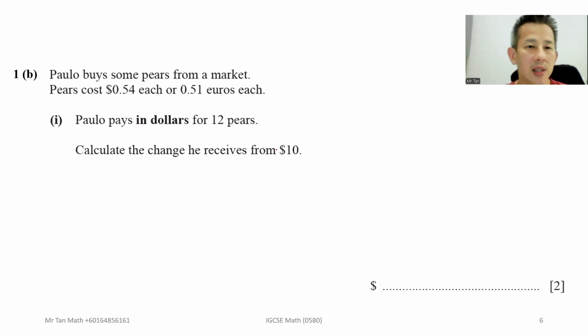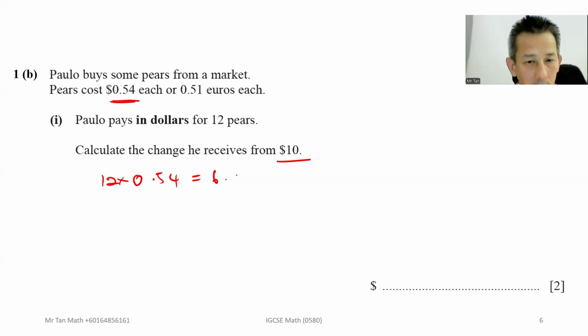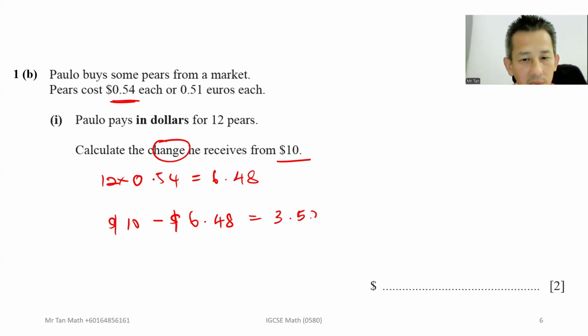1B. Paolo buys some pears from a market. The cost is 54 cents in dollars or 0.51 euro each. Paolo pays in dollars for 12 pears. Calculate the change he received from $10. So this is a straightforward question. Take 12 times 0.54 in dollars. That will give you 6.48. Then to calculate the change, you take 10 minus 6.48. You should get 3.52.